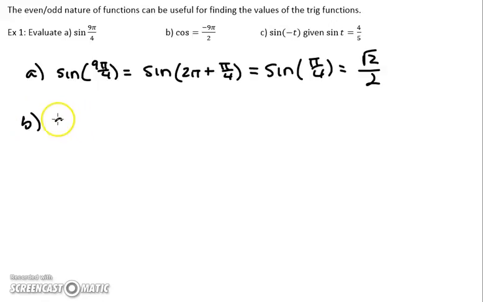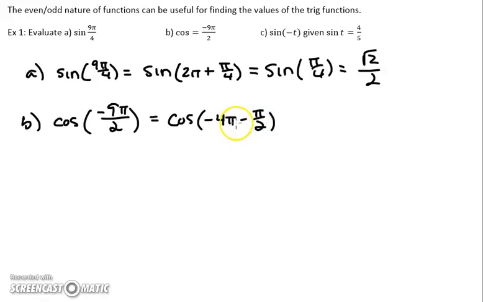For b, when we're looking at cosine of negative 9 pi over 2, we can think of that as cosine of negative 4 pi minus pi over 2. So we're going to look at that. That's twice around the unit circle. So really this is just going to be the same thing as cosine of negative pi over 2, which if you want to make that a positive angle is going to be the same thing as 3 pi over 2, which is just going to be 0.